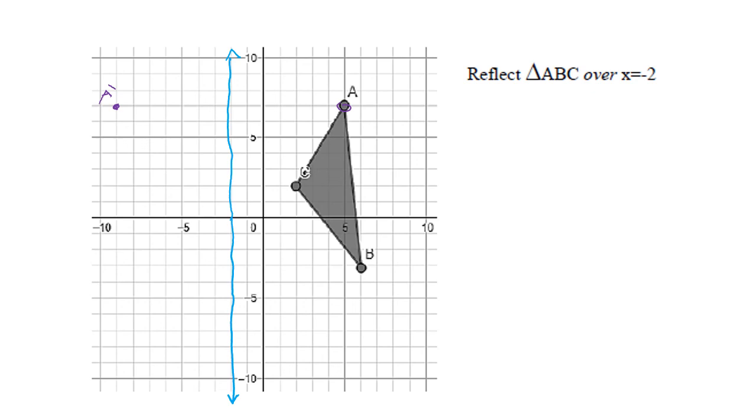And same thing, we'll go to C next. C is here. C is 4 units to the right. So C prime will be 4 to the left. And B is 5, 6, 7, 8 to the right. So we will end up 8 to the left of our line. I had to count there. Okay, B prime. And we can draw our shape. And there you have it. There's our last reflection.